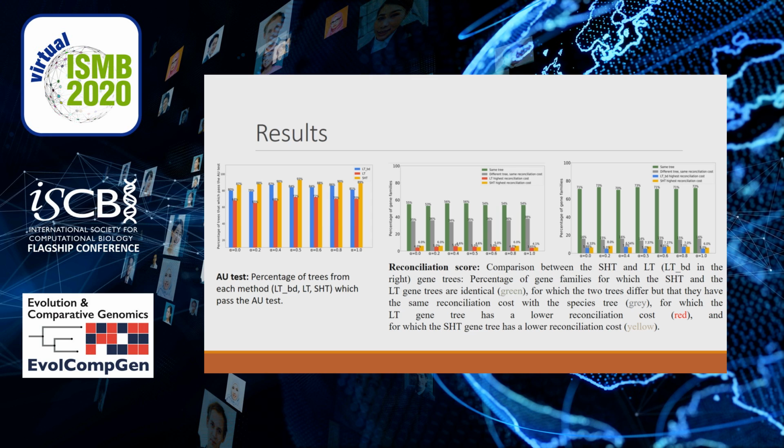We observe that when the two trees are different, or when the reconciliation costs are different, our approach has the lowest reconciliation cost, which means that our approach is better than the Ensembl approach. These results show that our approach is able to increase the quality of the gene tree.